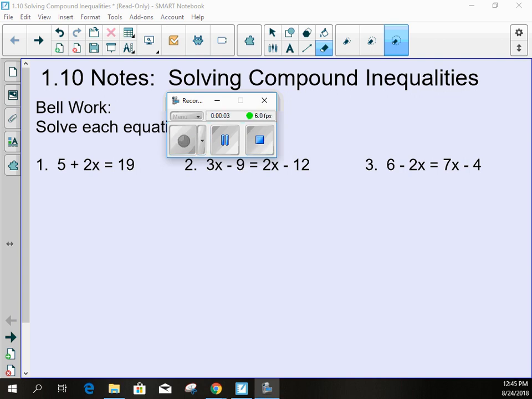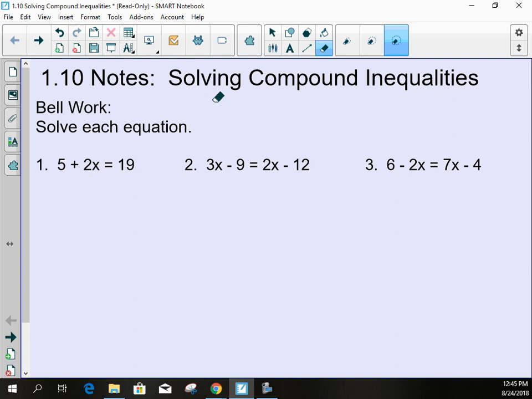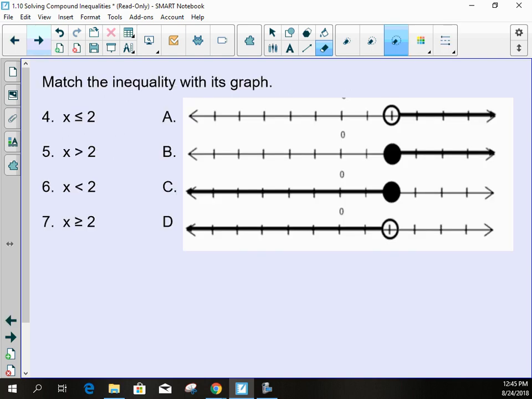Okay, today's lesson is going to be very short. It's 1.10, solving compound inequalities. We are not going over the warm-ups. You guys should remember these. Let's just go over it real quick.